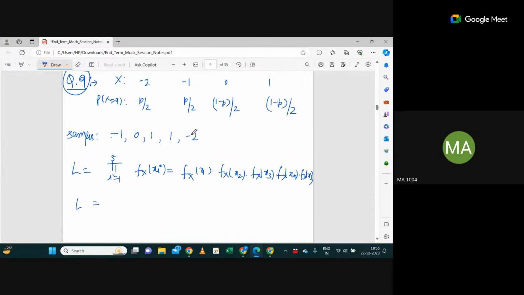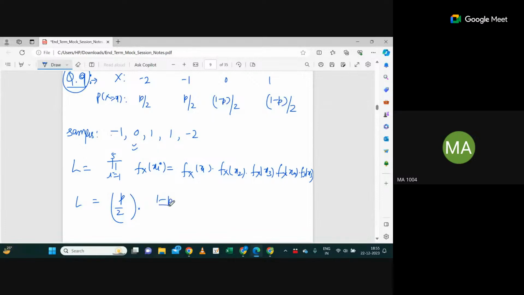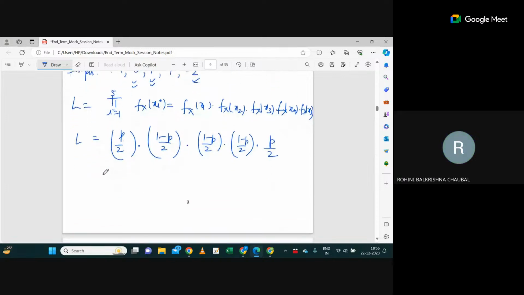p by 2, and only one time is there, -1. So p by 2, into for 0, 1 minus p by 2, 1. And 1 minus p by 2. So 1 minus p whole square, 2 into 1 minus p by 2, into 1 minus p by 2, for -2, p by 2. That is something I have to do for the likelihood, right?